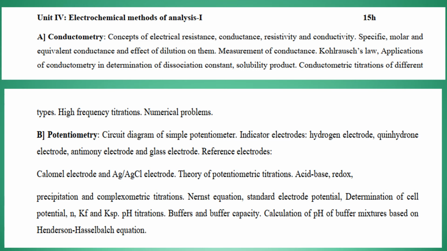B. Potentiometry, circuit diagram of simple potentiometer. Indicator electrodes: hydrogen electrode, quinhydrone electrode, antimony electrode and glass electrode. Reference electrodes: calomel electrode and silver-silver chloride electrode.